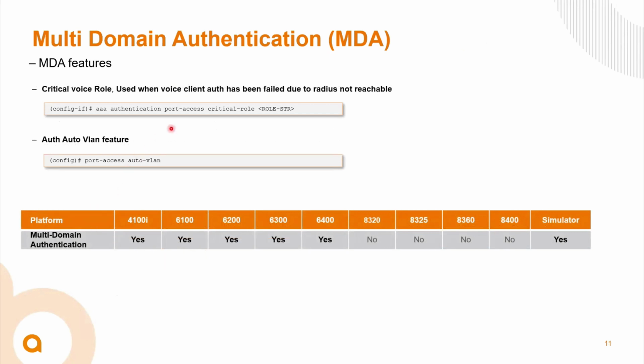Configuring the critical voice role. This is how you're going to configure. Again, you're going to enable it on the interface once you have the special role defined and what you want to do in that role defined on the global mode. Then you're going to use the same role. The way you configure the critical role, in the same way you're going to configure the critical voice role. On the auto VLAN, there's only one line of configuration required on the global mode, port access auto VLAN, that's it. It will take care of creation of the access VLAN for you.